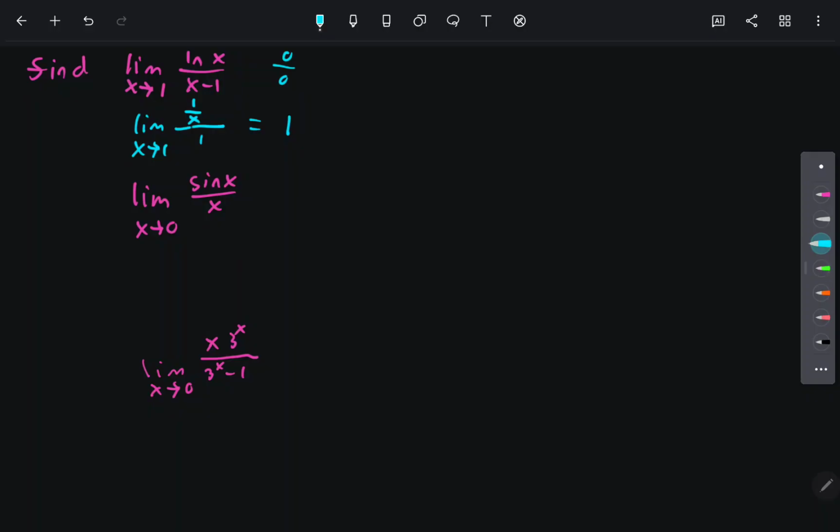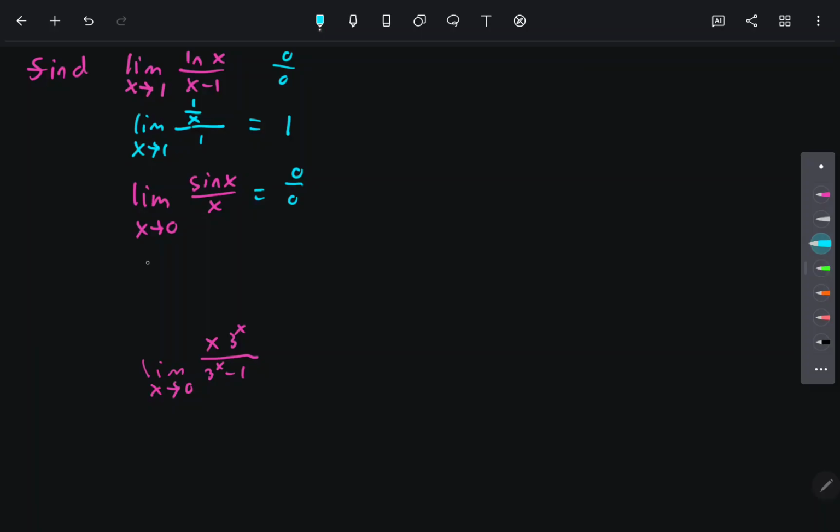You may have recalled that in a trig video, in fact, whenever we were first learning limits, I suppose, that the limit as x approaches 0 of sine of x over x is equal to 1. Well, plugging in 0, we get 0 over 0, because sine of 0 is 0, and x, whenever x is equal to 0, is 0.